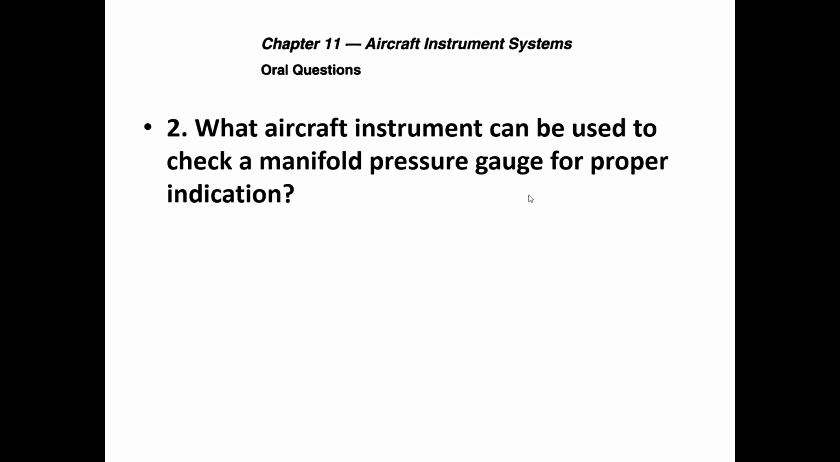Because there is an oral question that basically says, what aircraft instrument can be used to check the manifold pressure gauge for proper indication? Basically, turn it on, and if the prevailing atmospheric pressure is shown without the engine running, the manifold pressure gauge is probably working correctly. Or you can actually use a sensitive altimeter.